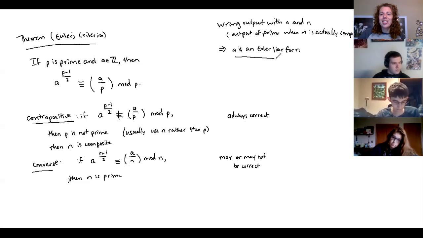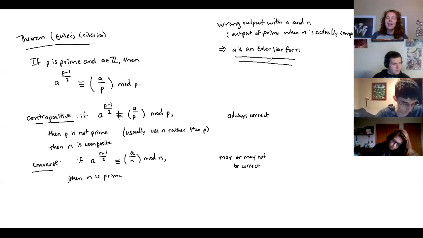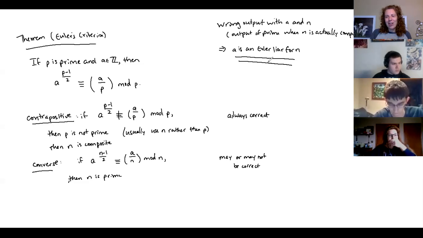That's your terminology. So this is kind of like the pseudoprime and the strong pseudoprime to the base A that we had. These are called Euler liars because we are dealing with Euler's criterion. So A is an Euler liar for N if you get a wrong output out. It's kind of cool for terminology. I kind of like it. A is an Euler liar for N. Euler liar.